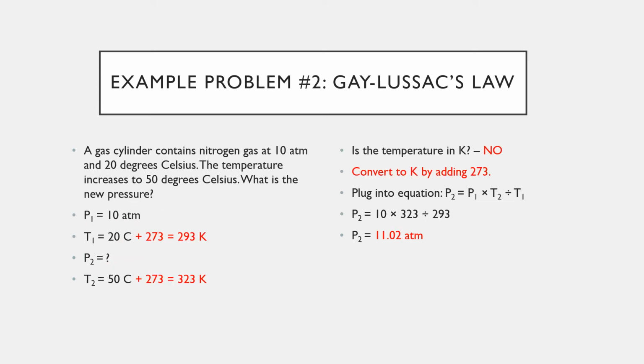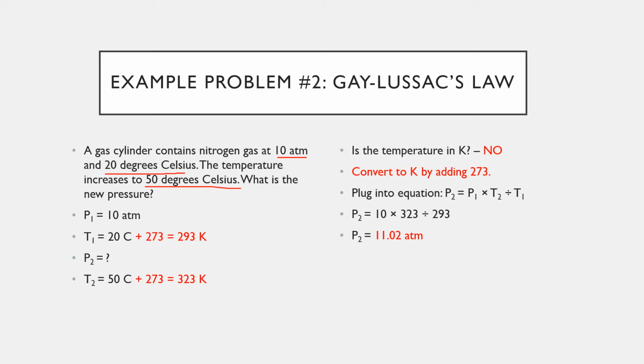Okay, a gas cylinder contains nitrogen gas at 10 atm, 20 degrees Celsius. So this is your first pressure, this is your first temperature. The temperature increases to 50 degrees Celsius. What is the new pressure? Okay, so we're looking for pressure 2. Now ask yourself, is the temperature in Kelvin?